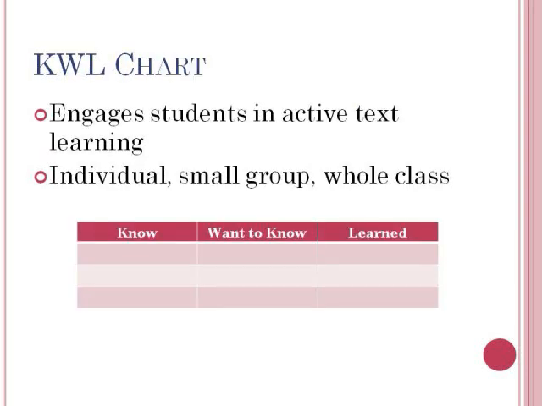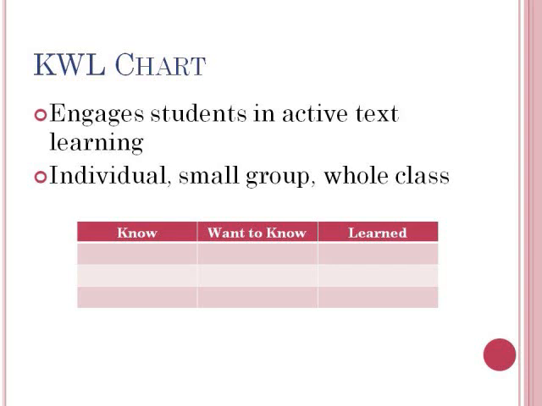The KWL chart is also a pre-reading and a post-reading activity. It engages students in active text learning. It can be completed individually, in a small group, or as a whole group. The KWL chart has 3 columns. The first column is the Know column. Here students record what they already know about the topic being studied. This part is done before reading.